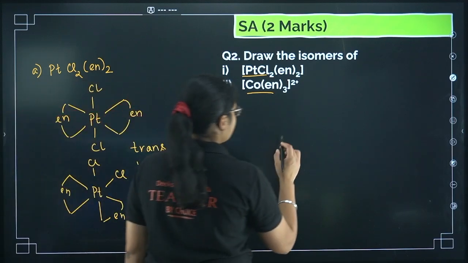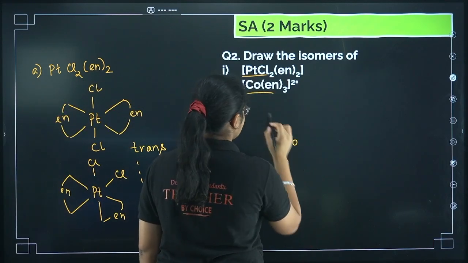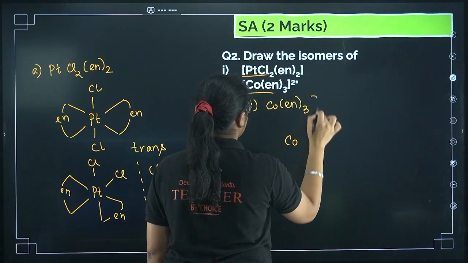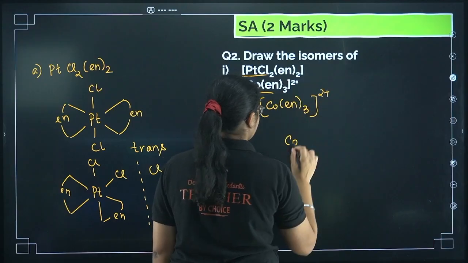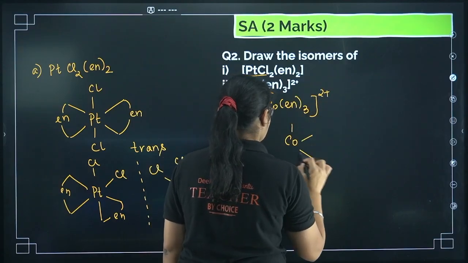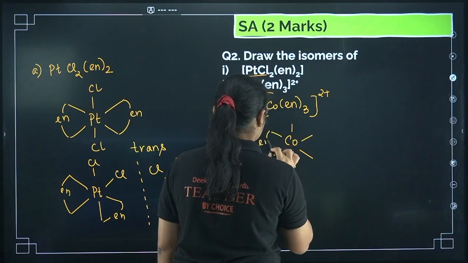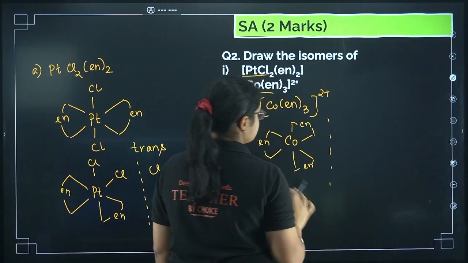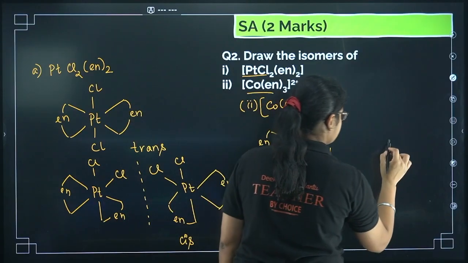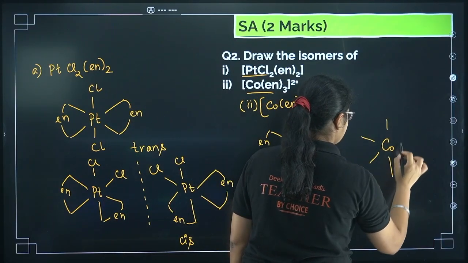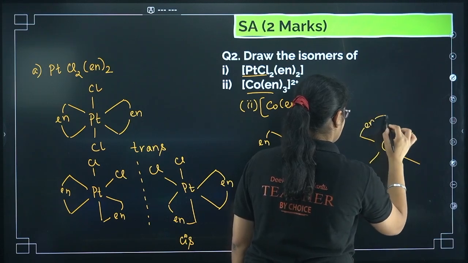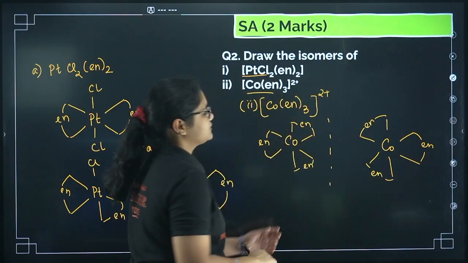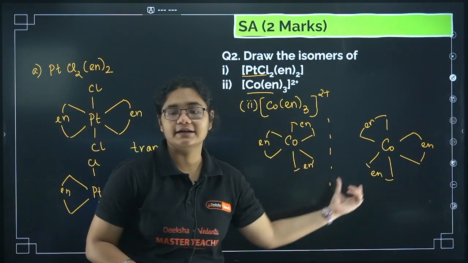Now we have Co(en)3. If I see number 2, that is Co(en)3 2+. So you can draw like this. This is one en, this is another en, and this is another en. This is one geometry, and its mirror image you can draw like this. So this is, I can say, one isomer and its mirror image.